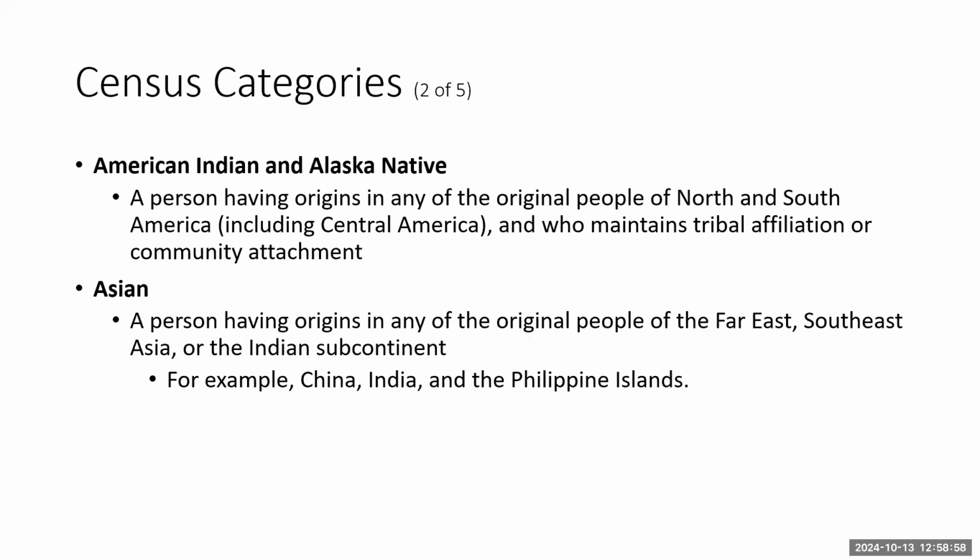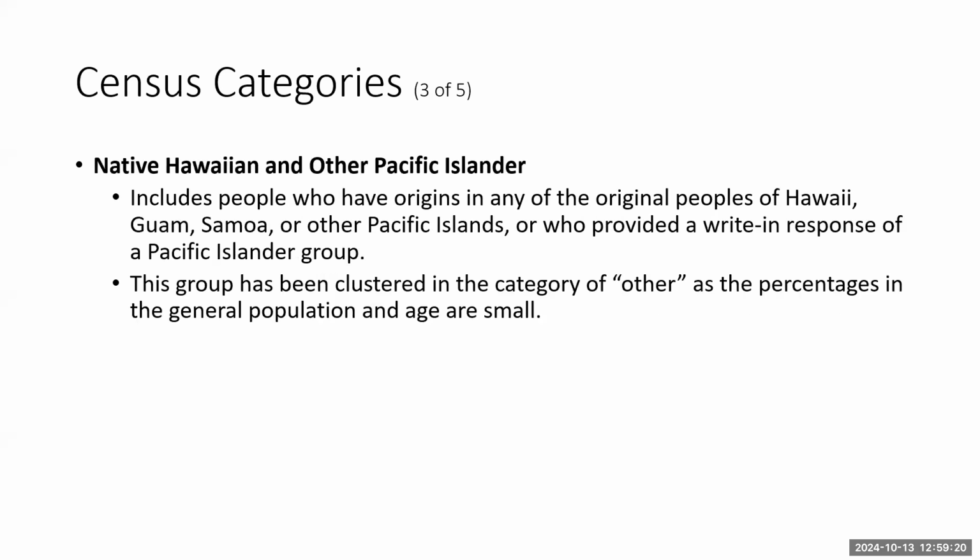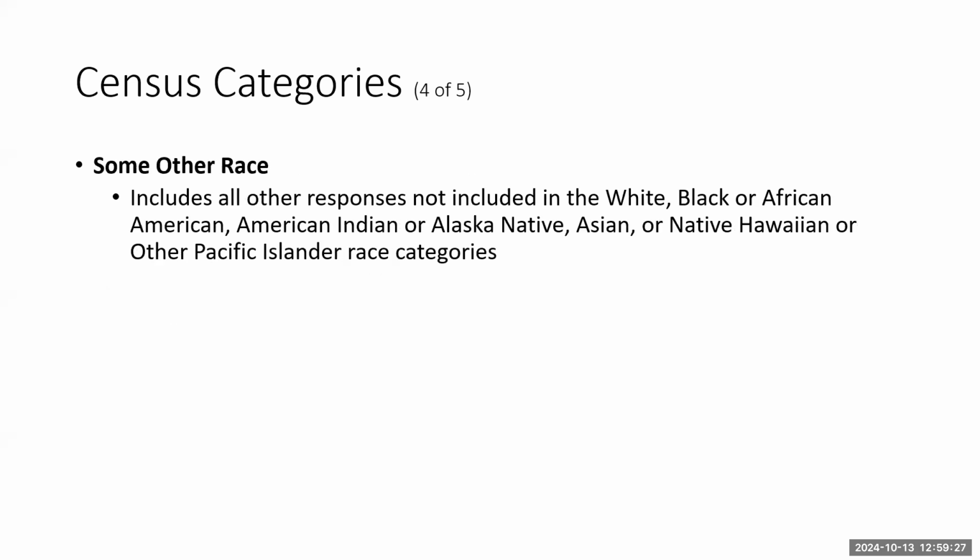American Indian and Alaskan Native. This includes some areas of Central America, and then Asian. It has a wide range of individuals that have origins from Asia, and this includes people who come from India, which many people, when they use the term Asian, don't think of. And then Native Hawaiian or Pacific Islander is also another category we currently use. And then we have some other race. It allows for other responses or for people who may identify as mixed race.